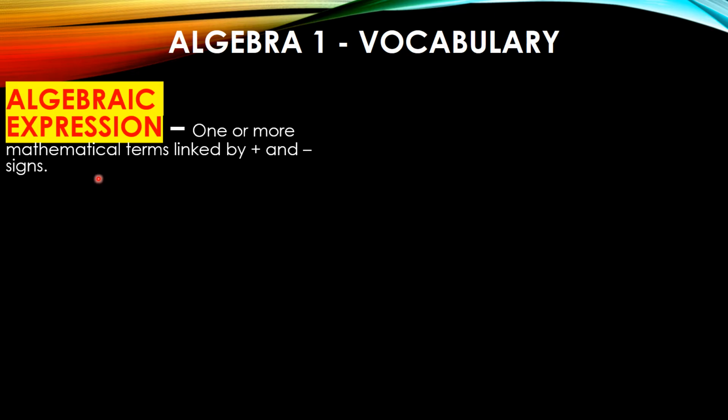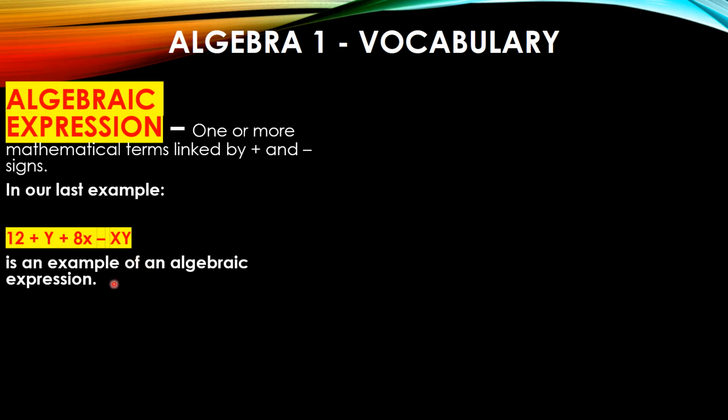Here's our fourth vocabulary term, algebraic expression. So an algebraic expression is one or more mathematical terms linked by plus and minus signs. So in our last example, that big long expression 12 plus y plus 8x minus xy, that's one big algebraic expression. And remember, we said it had 4 terms. There's 12, there's y, there's 8x, and there's negative xy. 4 different terms. And they're all linked by pluses and minuses. But the whole thing together is one big algebraic expression.